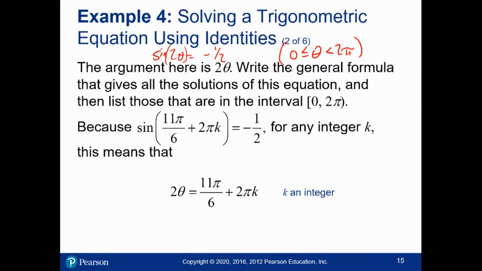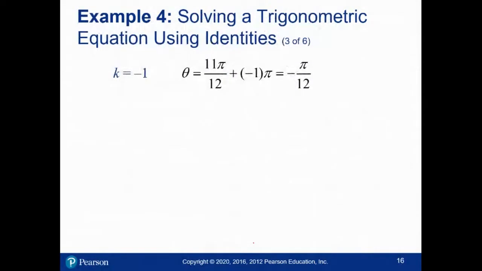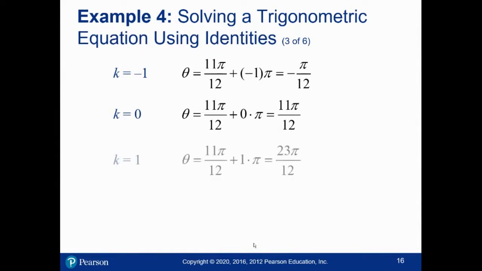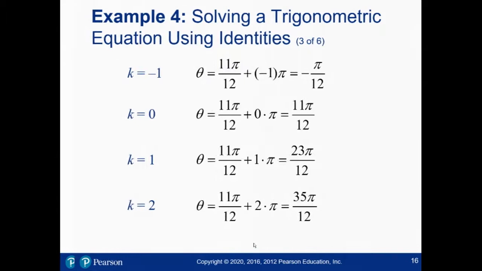But notice that that angle is now 2 theta, not theta. So we divide out that 2, and we get the following. And we're interested in thetas between 0 and 2 pi, which means we can let that number k be either 0 or 1. If k is -1, we end up with a negative angle. That's too small. If k is 0, we are in between 0 and 2 pi. If k is 1, we're in between 0 and 2 pi. But if k is 2, we are too large. So this was for the solution 11 pi over 6.